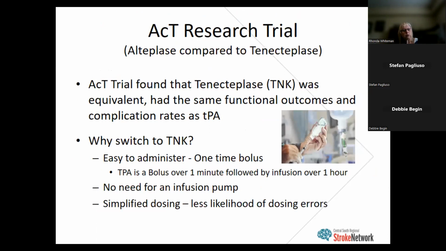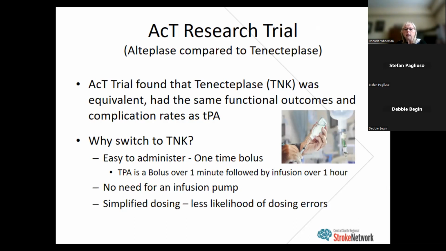So why did this change? Why is tenecteplase part of this? A Canadian multi-center trial of over 1,600 patients with acute ischemic stroke compared alteplase to tenecteplase, and what they found is tenecteplase was equivalent, so equal, had the same functional outcomes and the same complication rates as TPA. So you may be saying, well, why would we want to switch if they're the same?